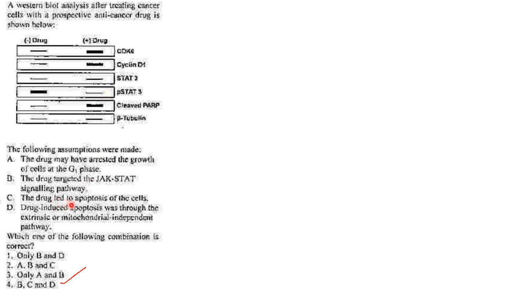The next one. The drug led to apoptosis of the cell. So there was cleaved PARP which is increasing. PARP increase is an indication of apoptosis. So the drug led to the apoptosis of cell. That is correct because there was increase in the cleaved PARP upon treatment with drug. Then drug induced apoptosis was through extrinsic or mitochondrial independent pathway. That is also correct. So B, C, D are correct. Answer is option 4.